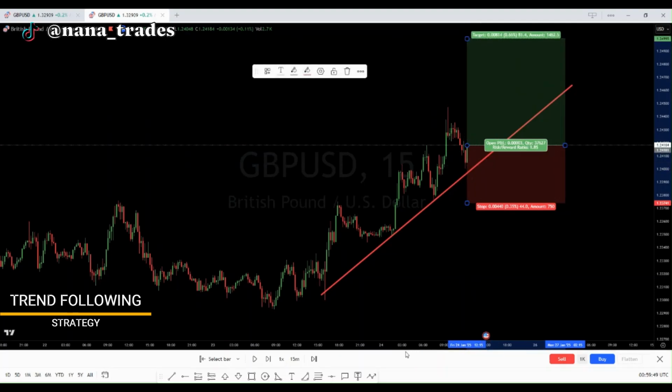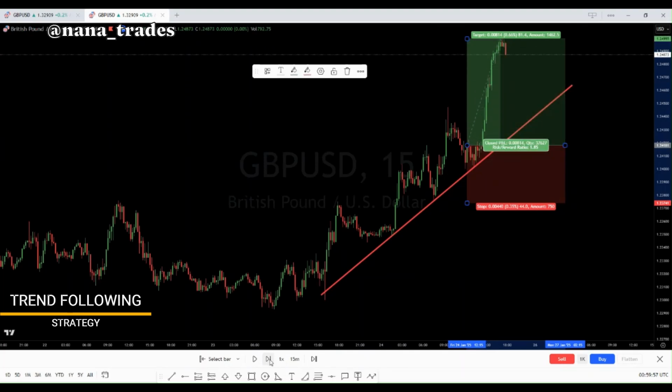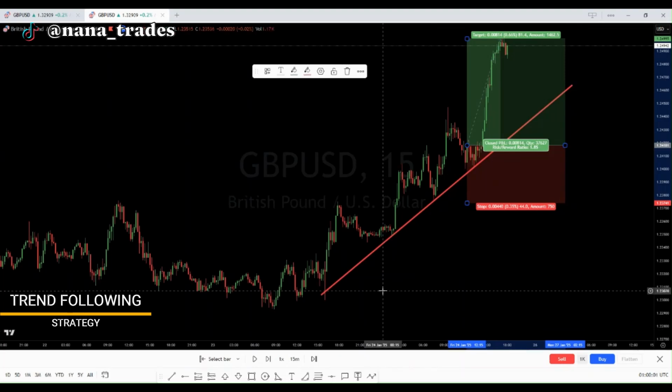Okay, and then let's see if price is going to respect it. So it respects the trend line and then pushes all the way up to take profit. That is the first example on how to trade using the trend following strategy. Let's look at the second example.